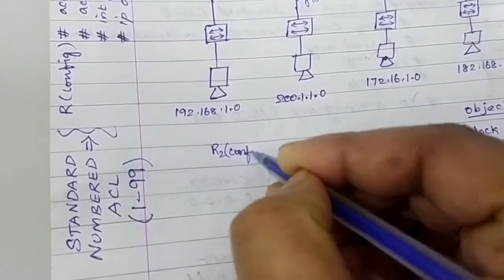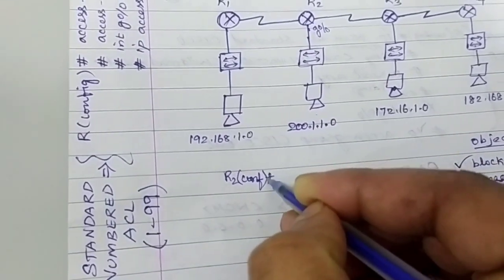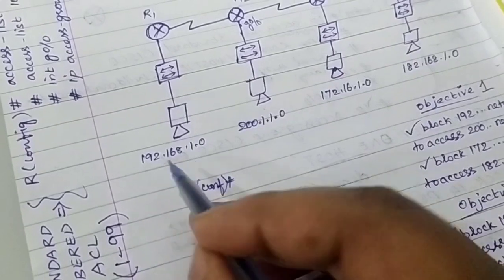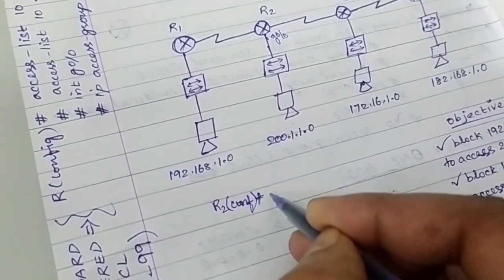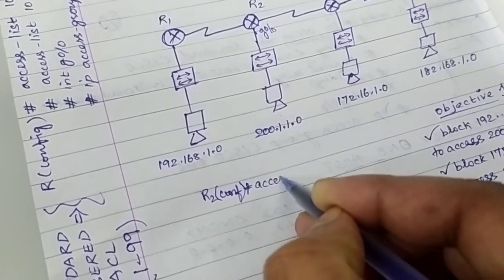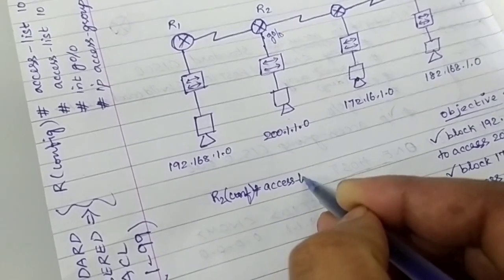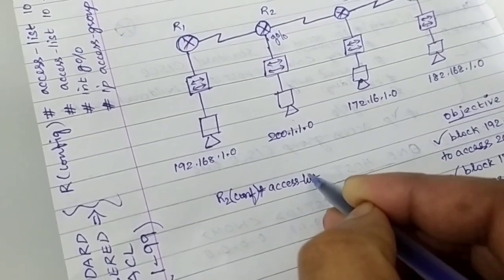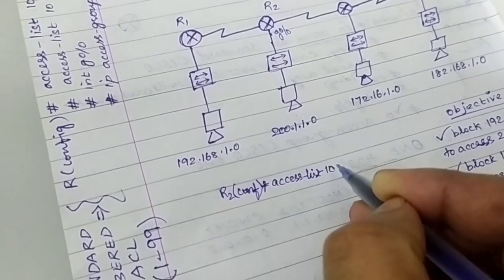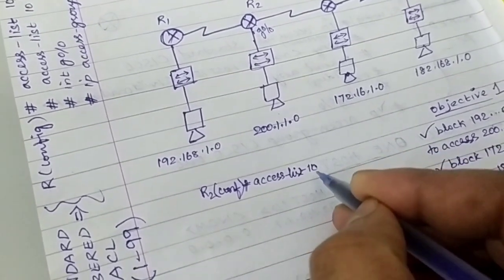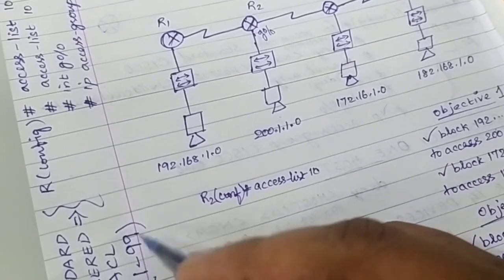Okay. Now according to this I am going to write, so R2 config. Now the command to block this one is access-list, then access list number 10. You can use any number here between 1 and 99.